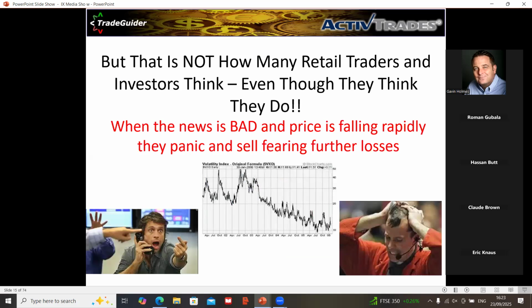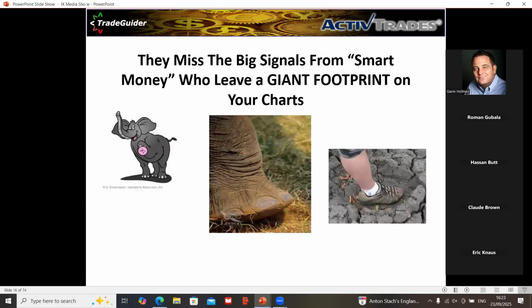Because this is how it works. Many retail traders and investors think, even though they don't think they do, when the news is bad and prices are falling rapidly, they panic and sell, fearing further losses. And this is what happens. So they sell right at the bottom. That's what you would do. You see the price going down, you're going, oh, I'm not going to hold on. But if I show you the indicators that we've got, and we've got scanners that prove it, and they show when the buyers are stepping in, it's exactly how it works. Has to. So you've got to look for the footprint.